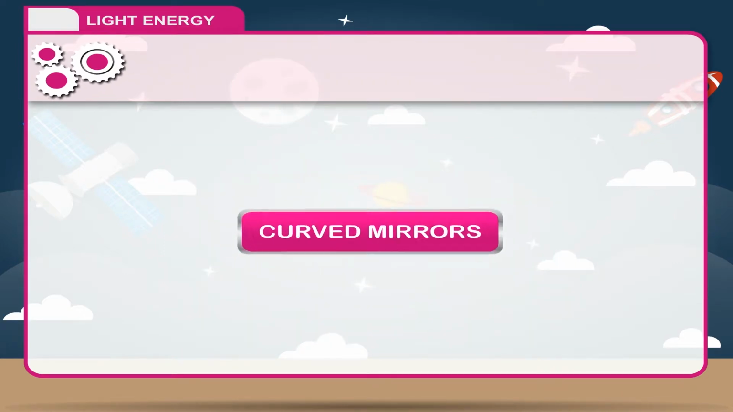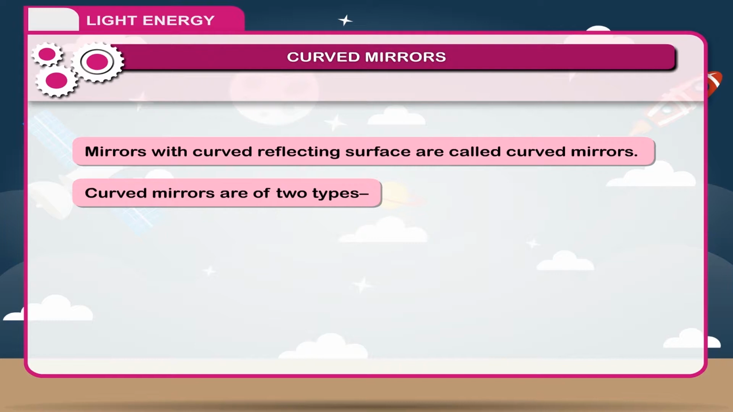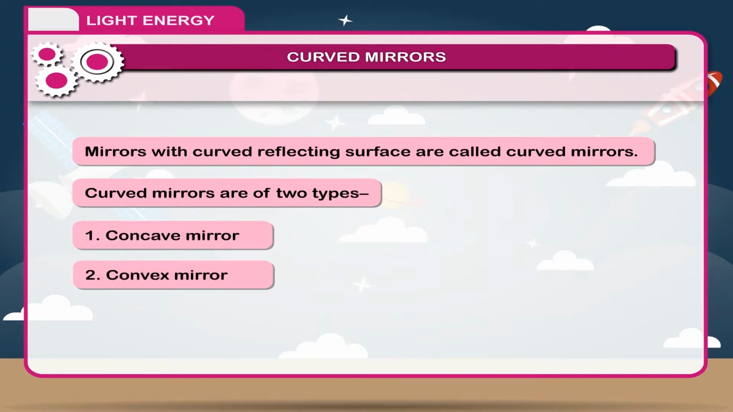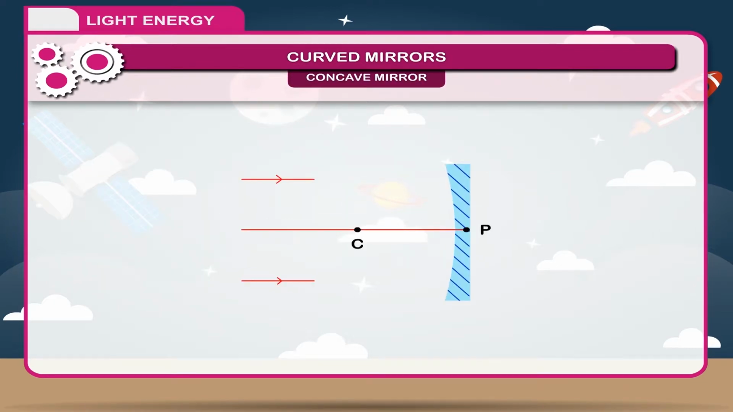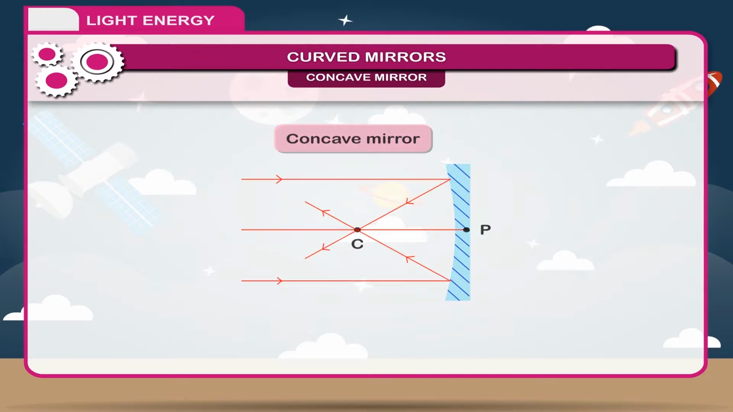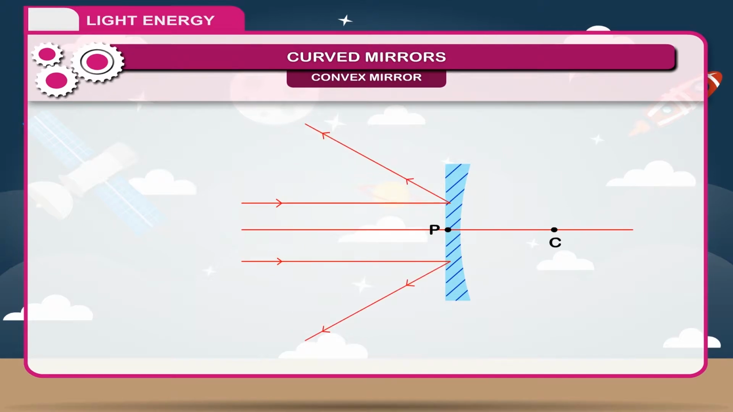Curved mirrors. Mirrors with curved reflecting surface are called curved mirrors. Curved mirrors are of two types. 1. Concave mirror. 2. Convex mirror. Concave mirror. When the reflection of light occurs from the hollow inner side of the curved mirror, it is called a concave mirror. Convex mirror. When the reflection takes place from the outer bulging surface of a curved mirror, it is called a convex mirror.